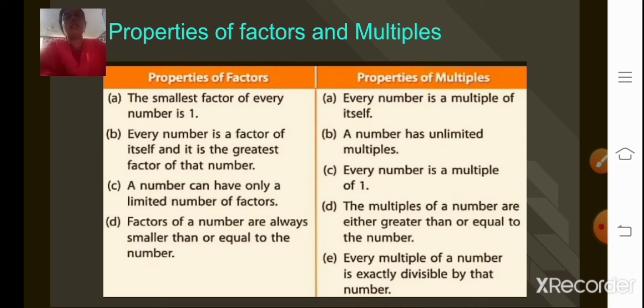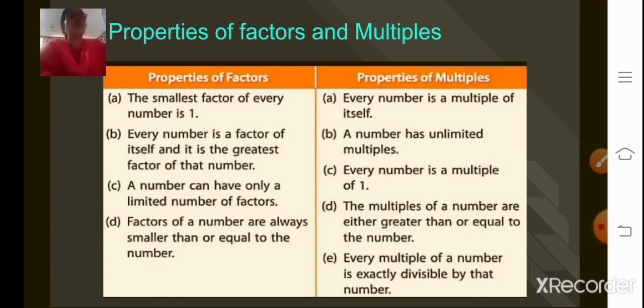Suppose I take the number 86, it is divisible by 86, and the number 86 becomes the greatest factor of that number. A number can have only a limited number of factors. If you take any number, the greatest factor is the number itself, so we have only a limited number of factors. Factors of a number are always smaller than or equal to the number. Suppose I have taken the number 12, so the factor can be smaller than 12 or equal to 12. So it has only a limited number of factors.